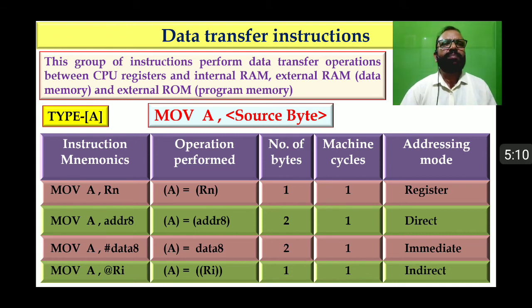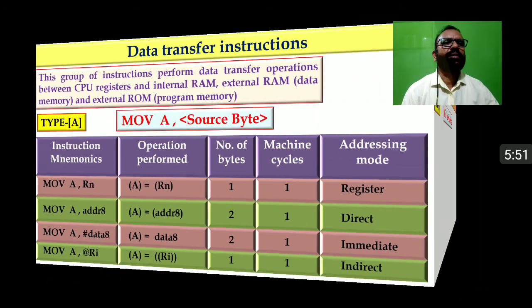Before transferring the content of any location of the RAM memory to the accumulator, we have to first initialize the pointer R0 or R1 to that location. For that, we have to load the address of that location into the R0 or R1 register, and then it becomes the pointer. It gets initialized, and then you use the instruction MOV A, @Ri. The addressing mode of this instruction is indirect. Remember, whenever there is an indirect pointer, the addressing method is indirect addressing.